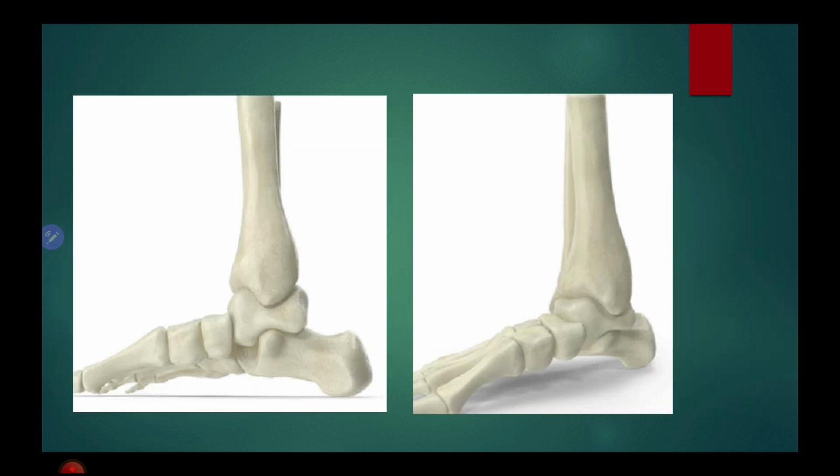Now coming to the medial ligamentous complex, or what we call the deltoid ligamentous complex. It consists of two layers, deep and superficial. So in the deep layer we have the anterior and posterior talotibial ligament. As the name indicates, it goes from tibia to the talus, anterior and posterior tibio-talar ligament.